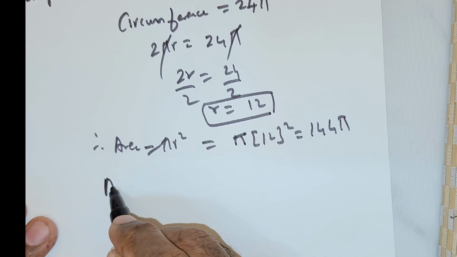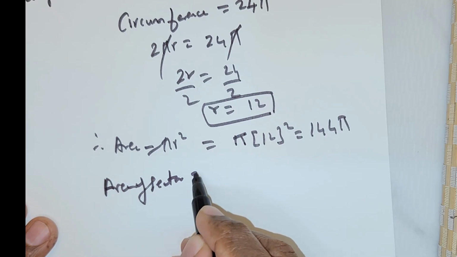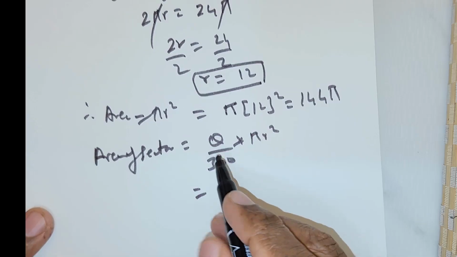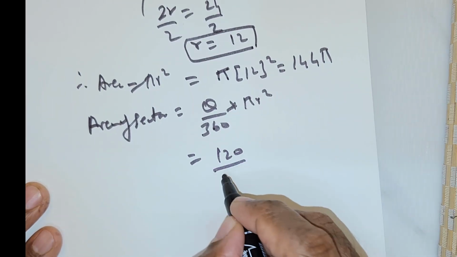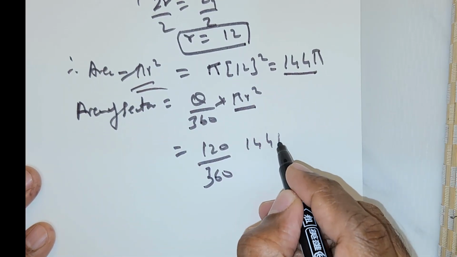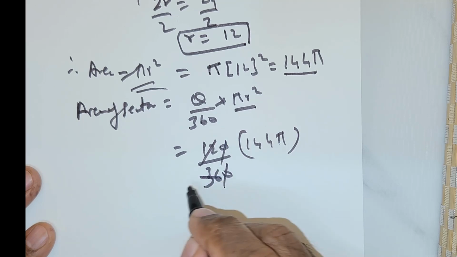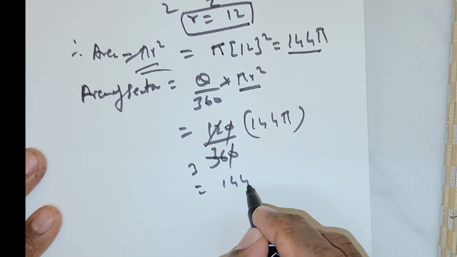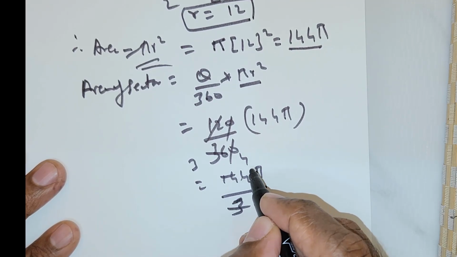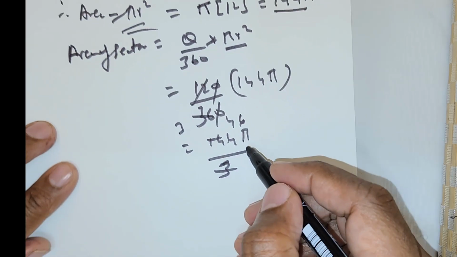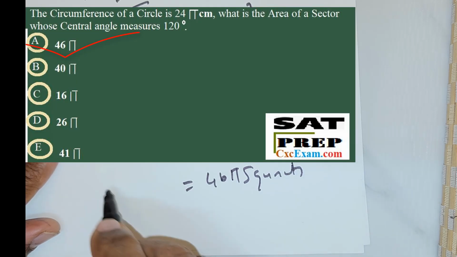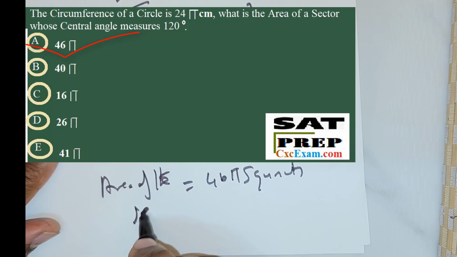Now area of the sector is given as theta over 360 times pi r squared. Our theta value is 120 divided by 360 times pi r squared, which is 144 pi. So 12 divides here 3 times, you have 144 pi divided by 3. 3 divides here 4 times, 12, 2 and 6 times. So this is 48 pi square units. Area of the sector.